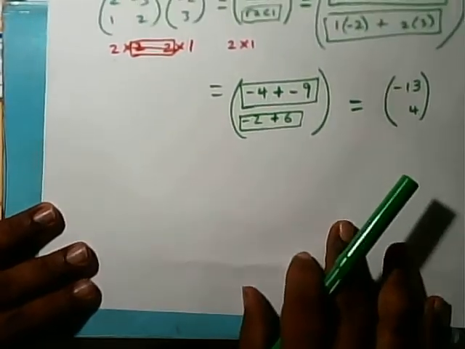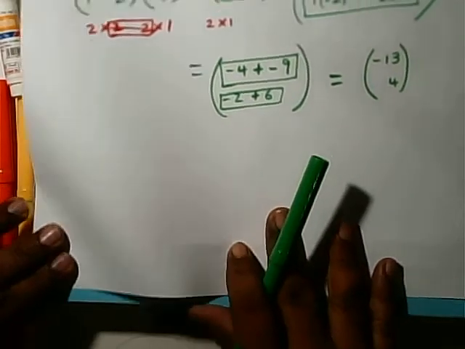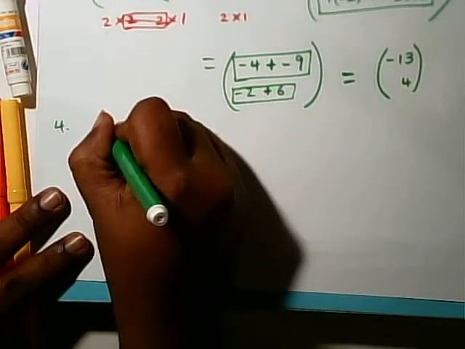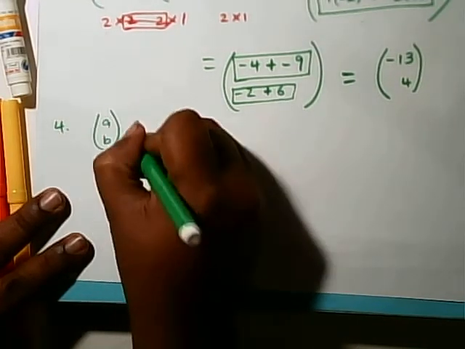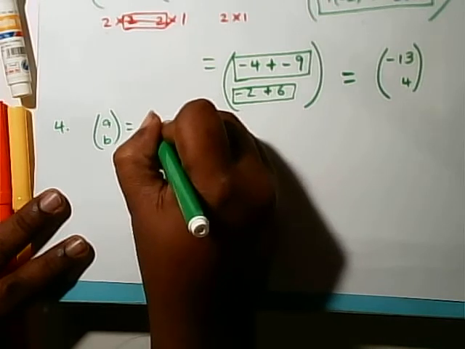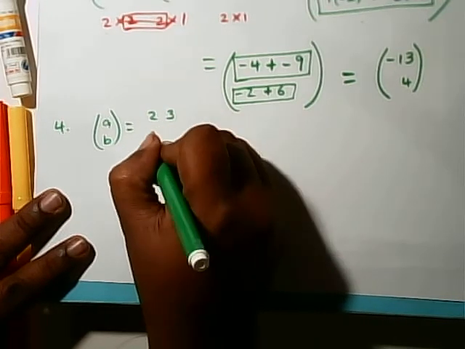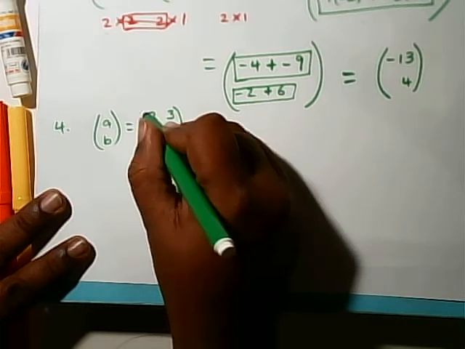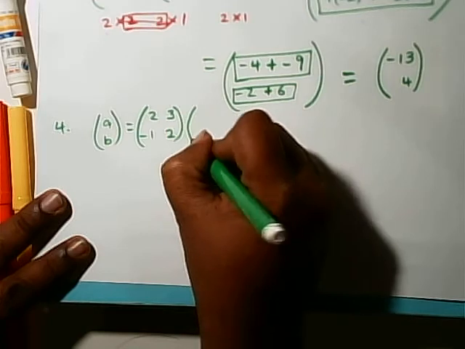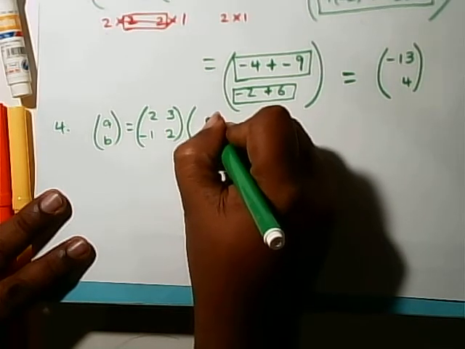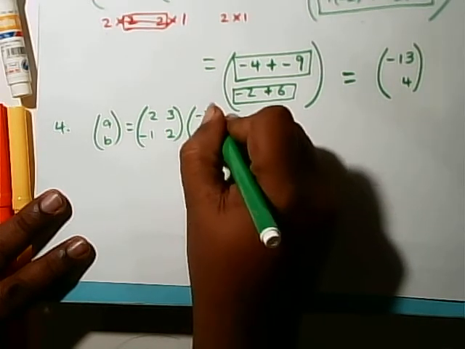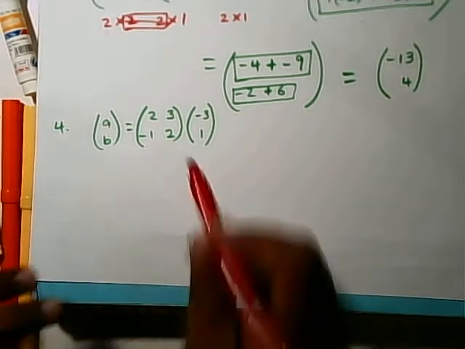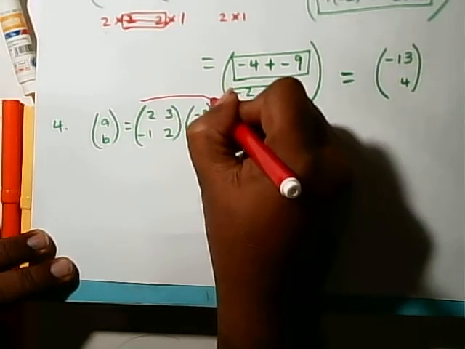Question 4. Maybe we could fit question 4 right here. Question 4 says that AB is equal to [2, 3; -1, 2] being multiplied to [-3; 1]. So let's try and work out all of this.